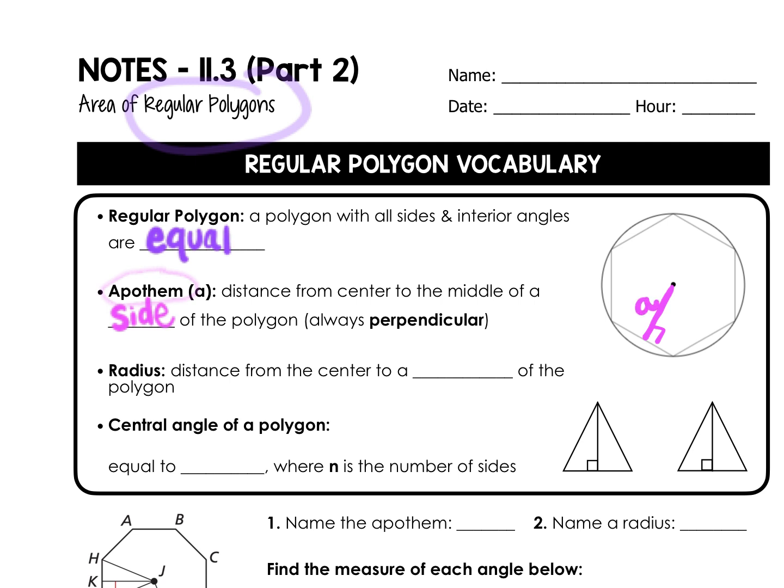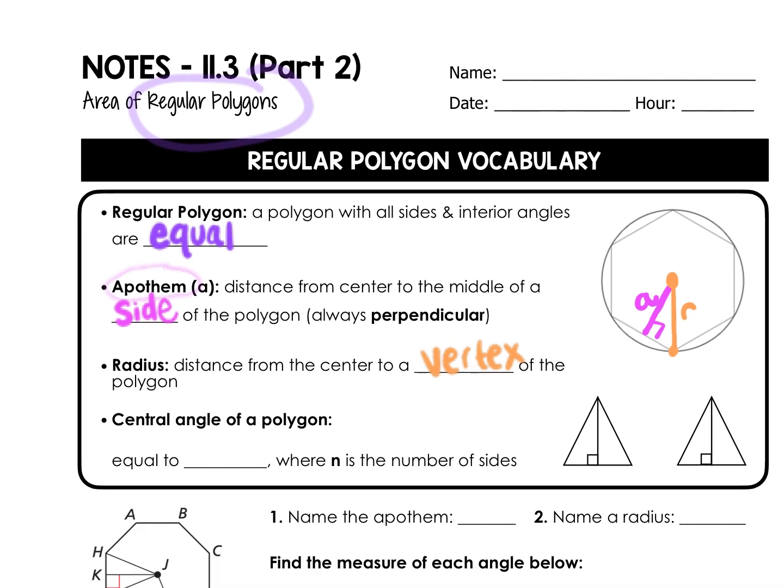The radius is the distance from the center to a vertex of the polygon. In other words, an angle of the polygon. So we know what a radius is, but we think of a radius more with just the circle. But in this case, the distance from the center to a vertex of the polygon is our radius.